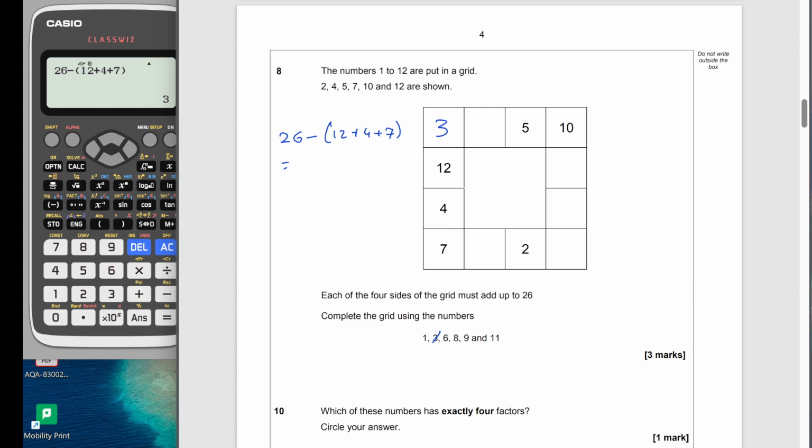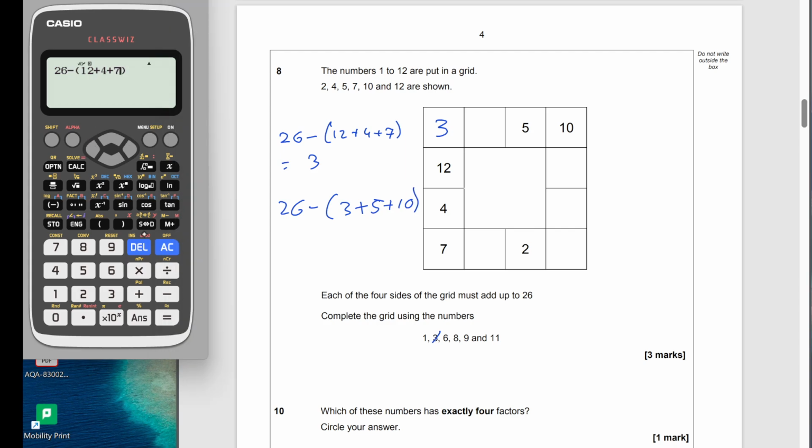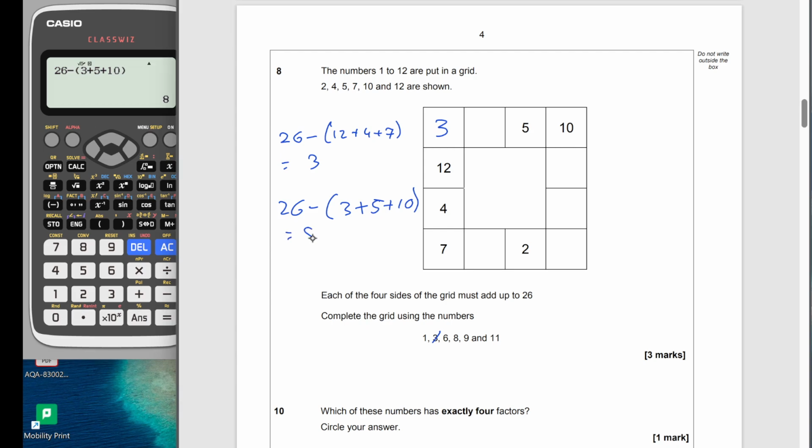So my next sum is going to be 26 minus, and this time in my bracket, 3 plus 5 plus 10. So I'm just going to change my bracket. So 3 plus 5 plus 10, and that gives me 8. So 8 should go in that box there. And now I'm in a slightly awkward situation, but because I've crossed these numbers out, I can solve it.